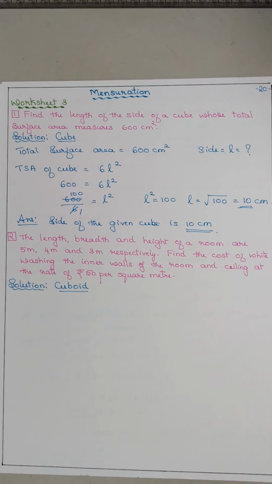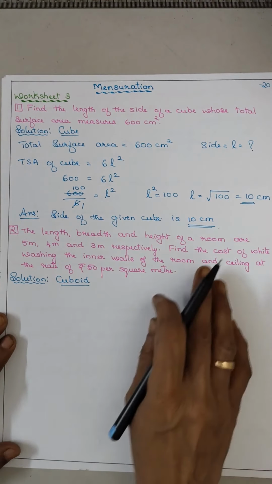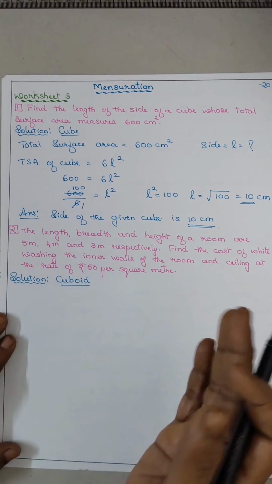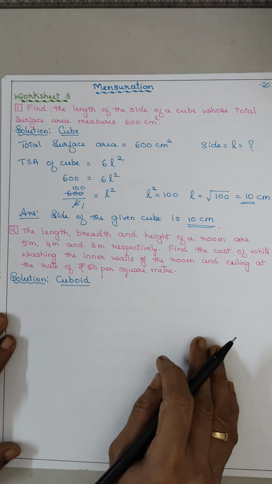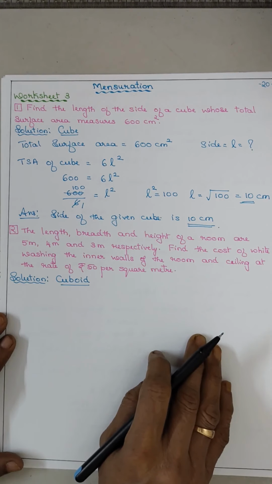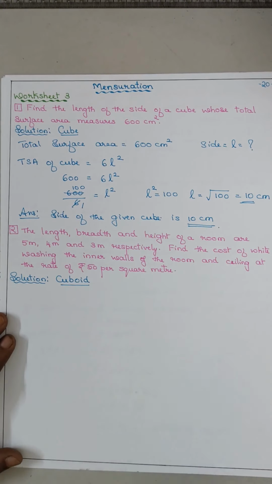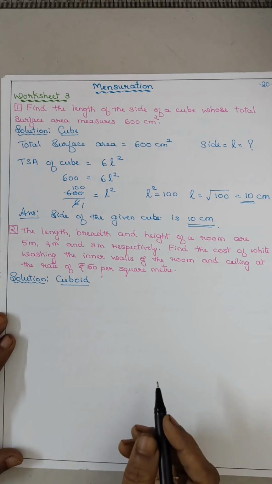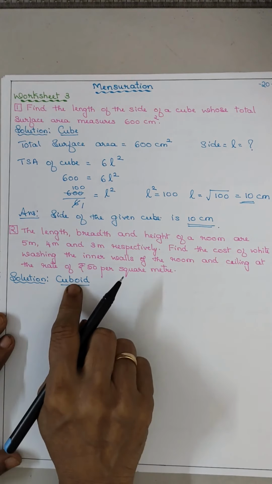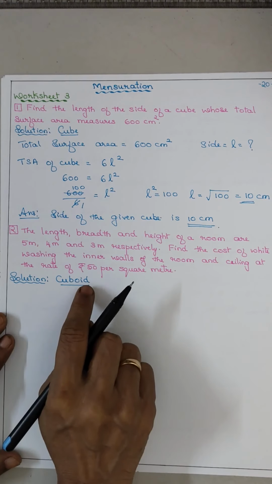Now coming to the second question, the length, breadth and height of the room are given. 5 meter, 4 meter, 3 meter respectively. All length, breadth and height is given. Find the cost of whitewashing the inner walls of the room and ceiling at the rate of ₹50 per square meter. So whitewashing the 4 walls and the ceiling, means the top part.